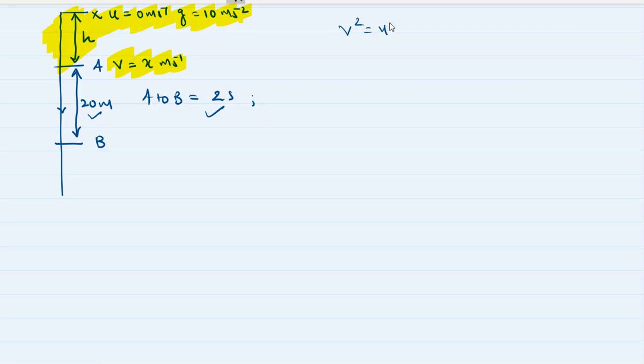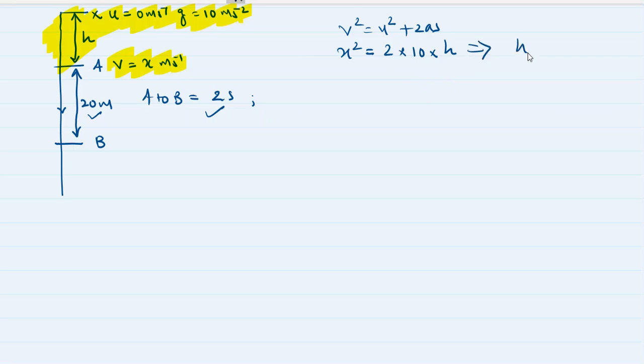v square is equal to u square plus 2as. So x square is equal to 0 plus 2as. a is 10, so 2 into 10 into h. Okay, so finally we are getting h in terms of x. Yeah, that's what we wanted. This will help.